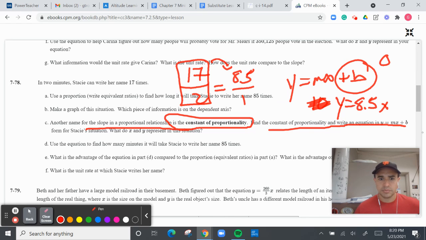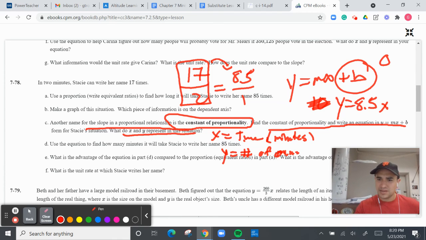Yes, so using the constant proportion. What do x and y represent in this situation? x equals time in minutes, and y equals the number of names written down. I think that's the best way to do it. The number of times she wrote her name, something like that.